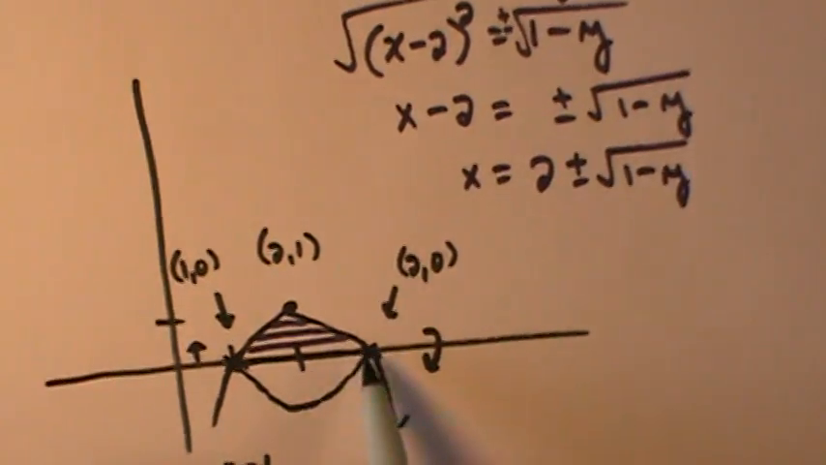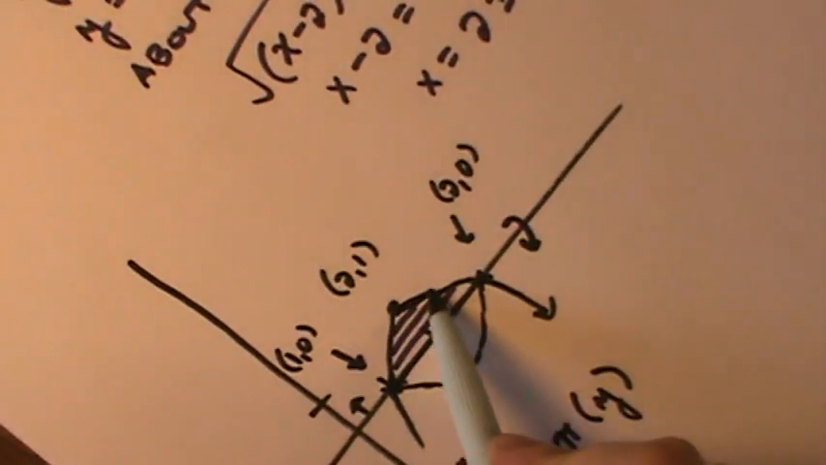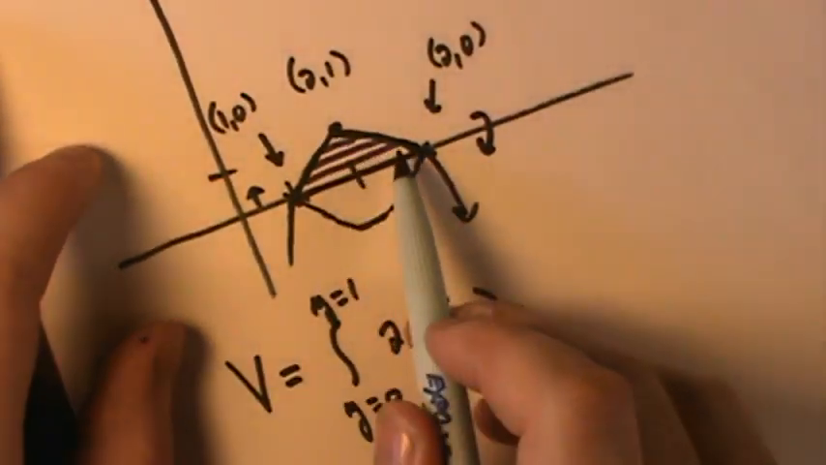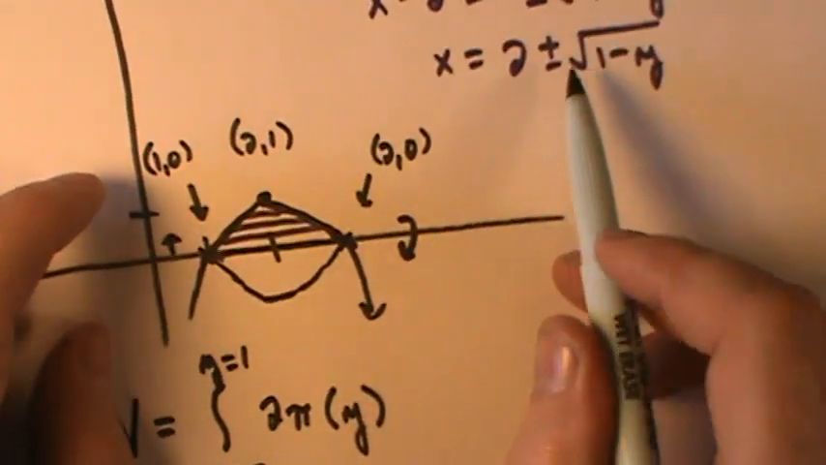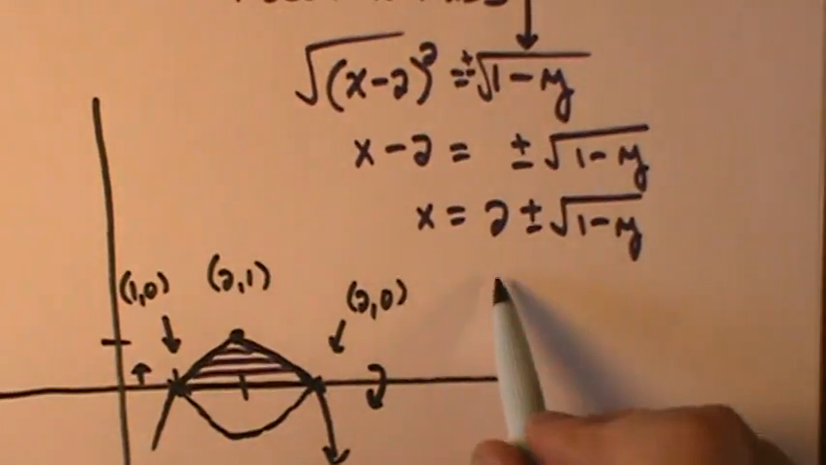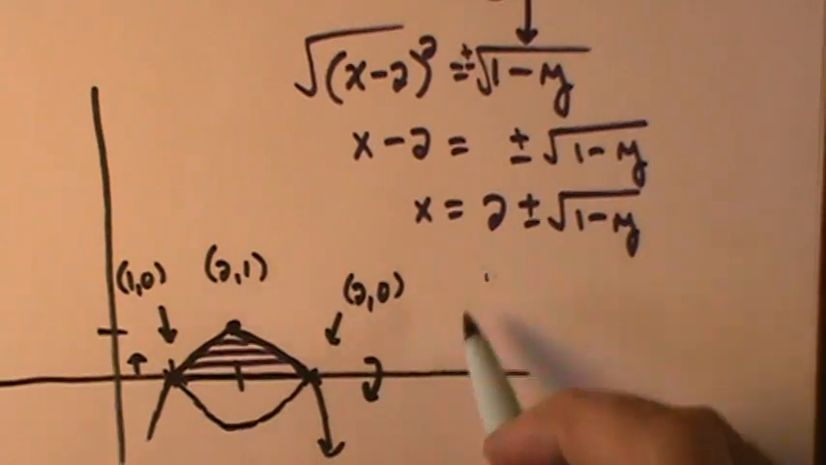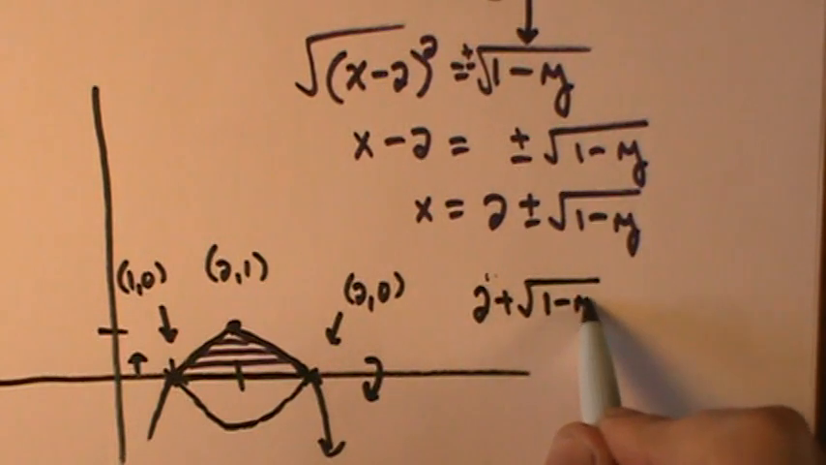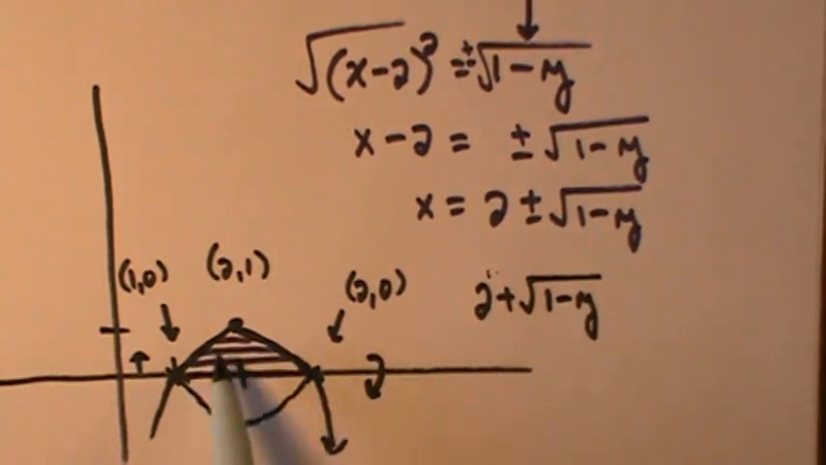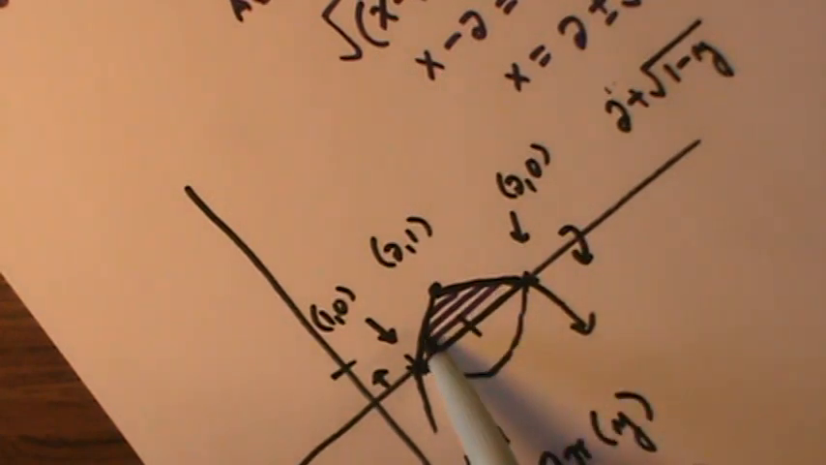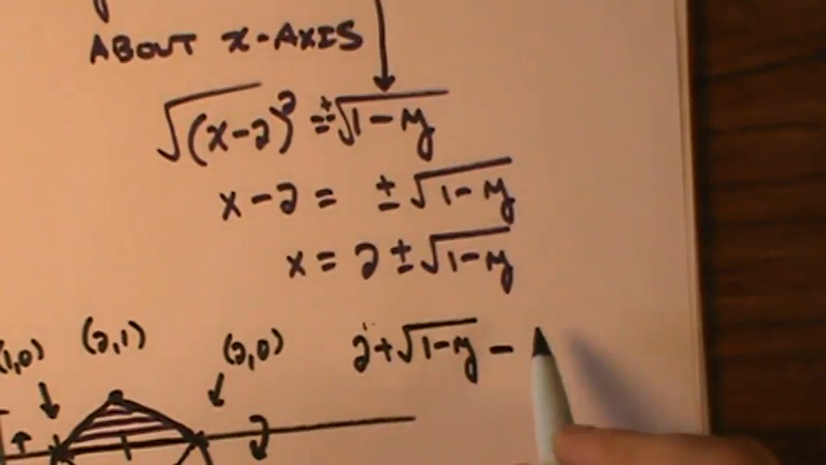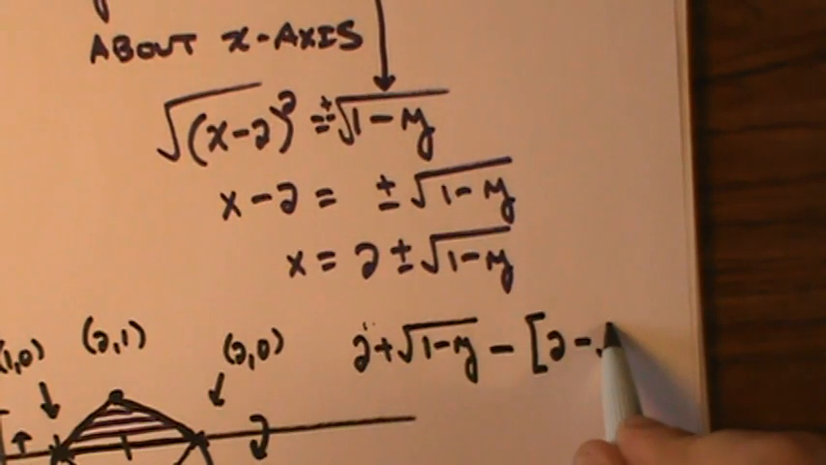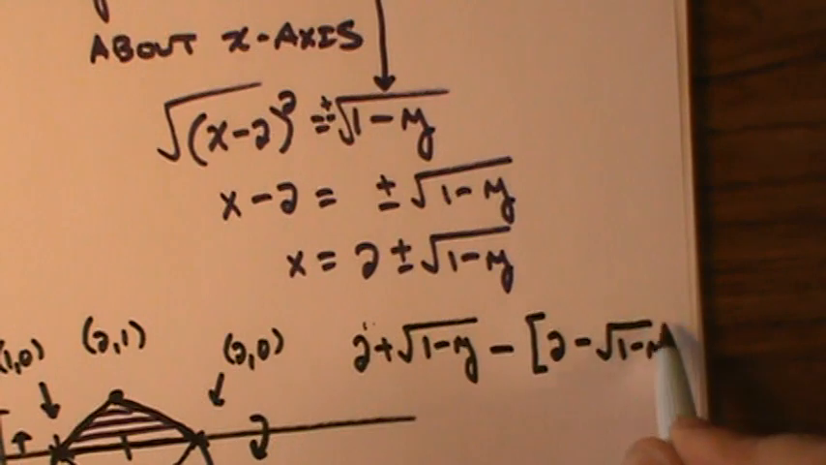And then the height would have to be the positive part minus the negative part of that parabola. So the positive part of the parabola is going to be, I'm going to write it up here and then I'll transfer it down there, 2 plus radical 1 minus y. And to figure out this distance, this height here, top minus bottom, I have to subtract the negative part, which would be 2 minus radical 1 minus y.